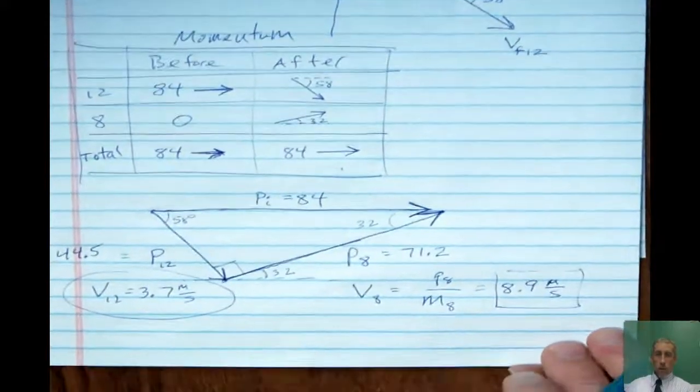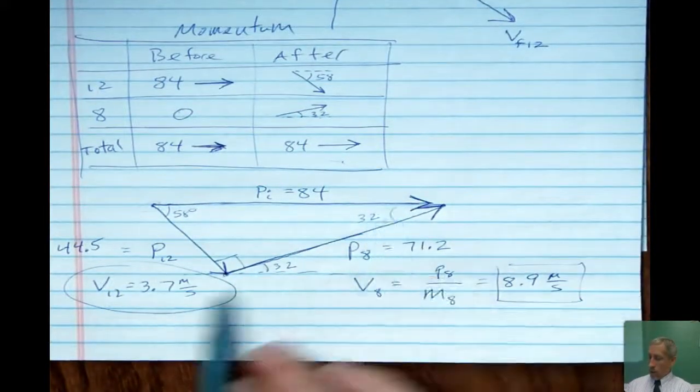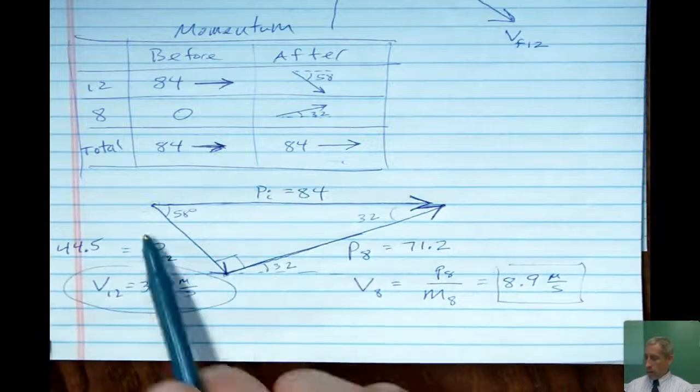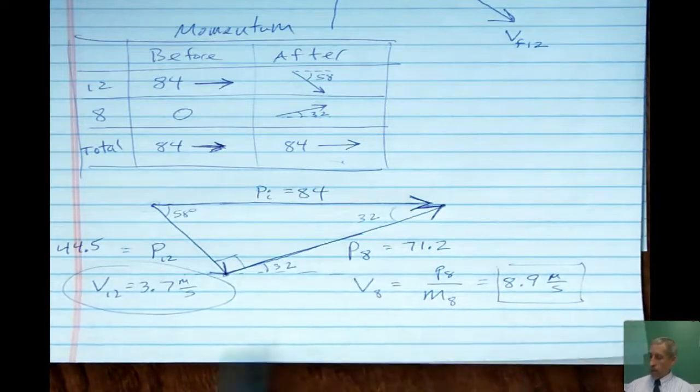Again, there's no shortcut to getting that. It's drawing the triangle and then getting each momentum vector afterwards, and then the final step is just to divide by the mass. So pretty much a standard kind of a situation. You'll have to customize it for whatever your problem is, but hopefully that gives you a good start.